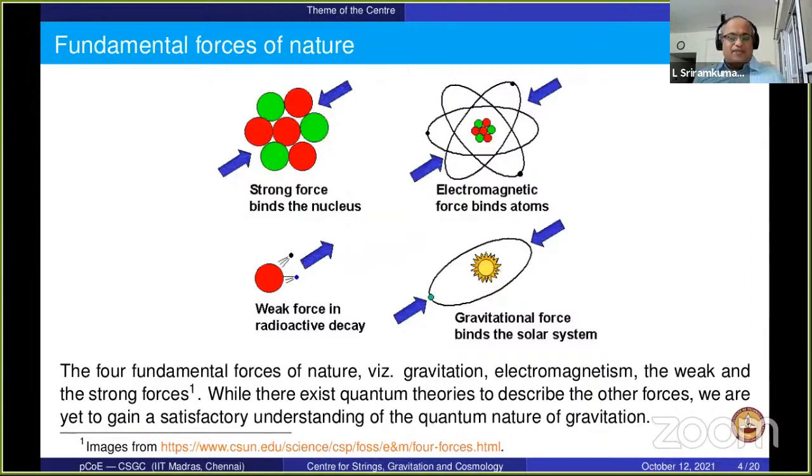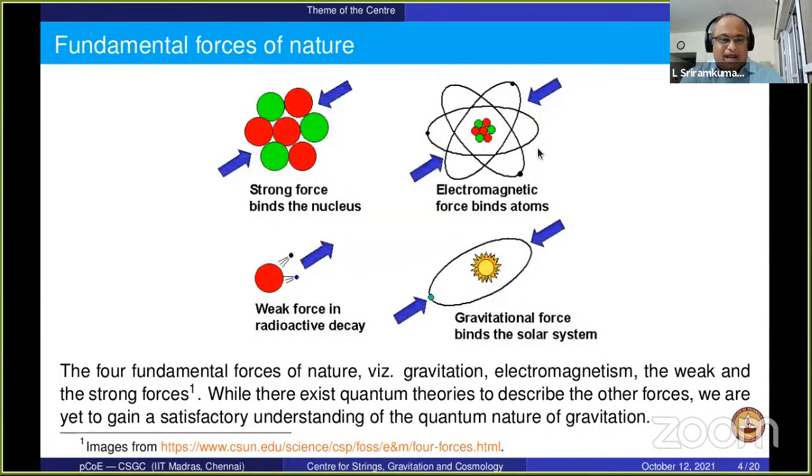intrinsically quantum in nature. In contrast, electromagnetism and gravitation operate on large scales, and therefore they can be described by classical theory. For instance, you may have heard about Coulomb's law, which arises in a classical theory of electromagnetism. Similarly, you would have heard about Newton's theory of gravitation, the inverse square law of gravitation, which again arises from a classical theory of gravitation. There is another aspect that one needs to take into account.